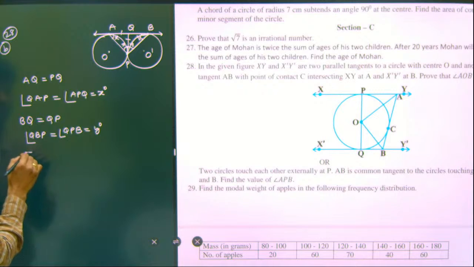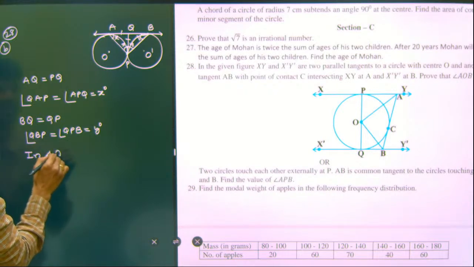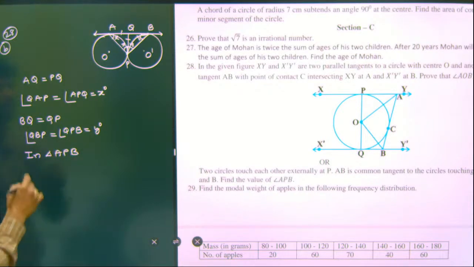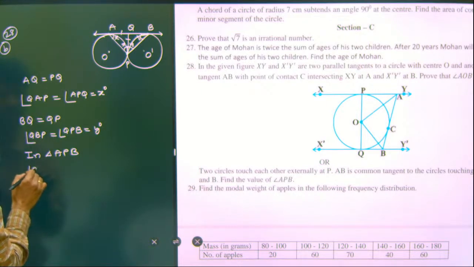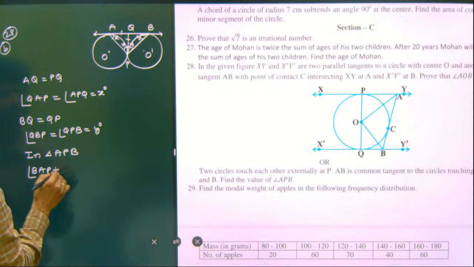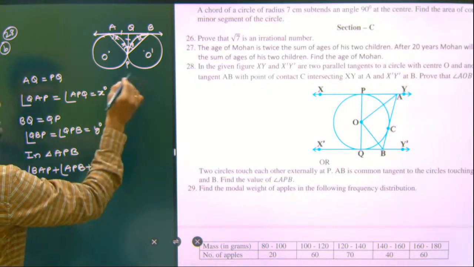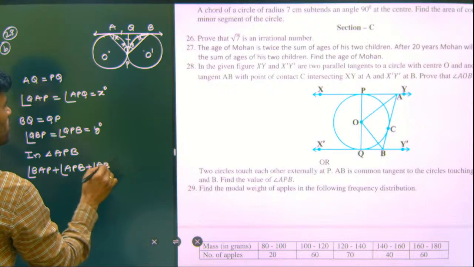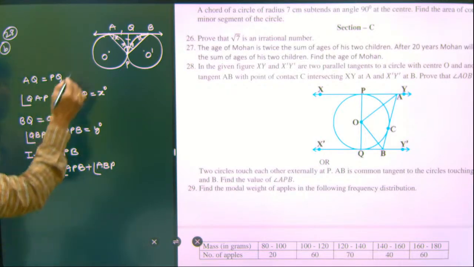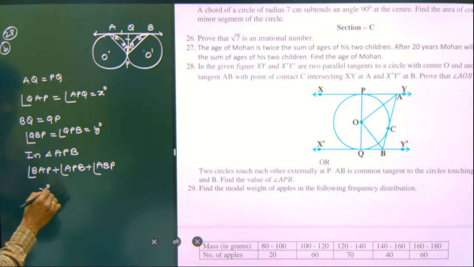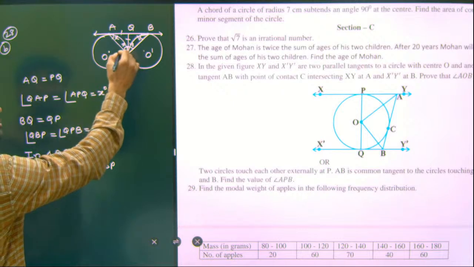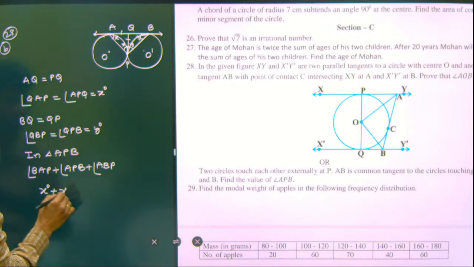Now we take triangle APB. In triangle APB, take three angles. Angle BAP plus angle APB plus angle ABP. You know what it is? BAP is x there, x degrees. But APB is a combination of x and y. So x plus y.